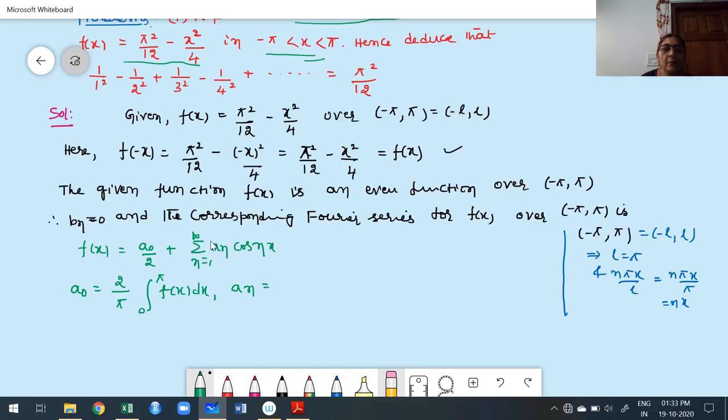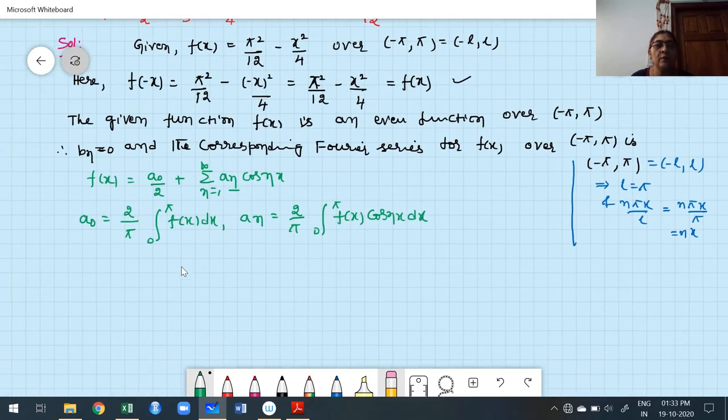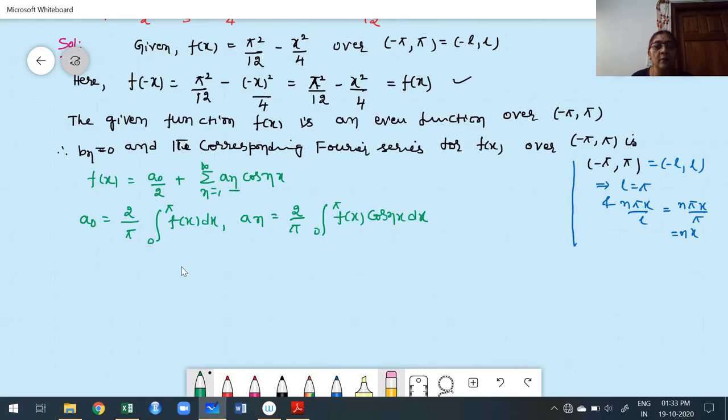And also a n. What is my a n formula? 2 by pi, integral from 0 to pi of f of x cos nx. I told very clearly that after you construct the Fourier series, instead of a n we are going to take f of x cos of nx with respect to x. Up to this we have taken care, the rest of the thing is very easy. Next step, I want to find out a naught with the help of the given function.